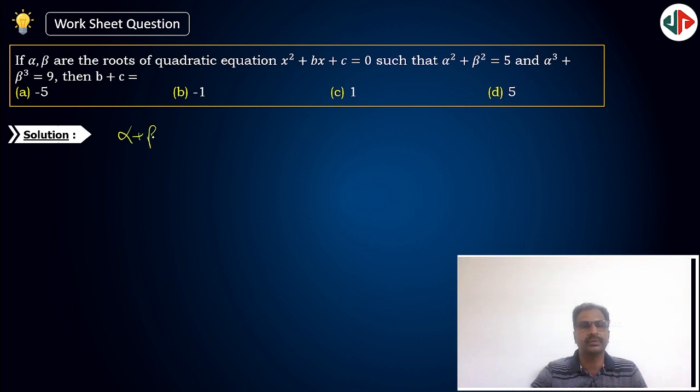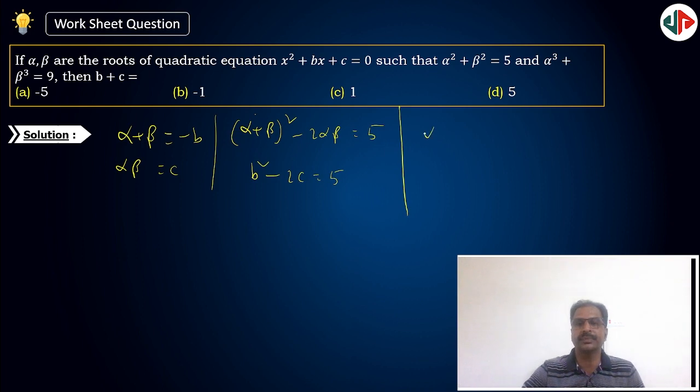What is the sum of roots? Minus b by a, so minus b. Product of the roots is c by a, so c. Alpha square plus beta square can be written as alpha plus beta whole square minus 2 alpha beta, which is given as 5. So b square minus 2c is equal to 5.